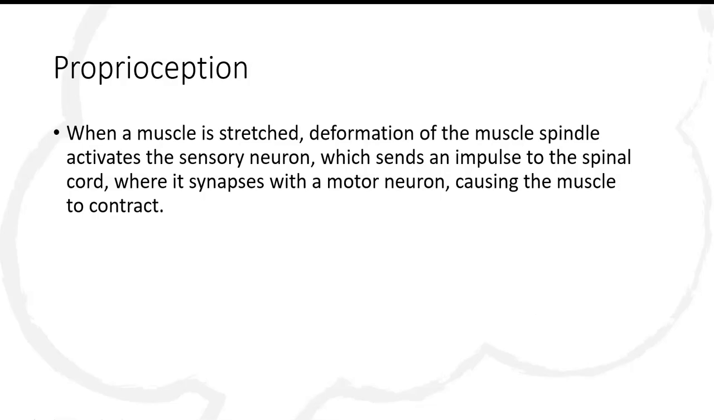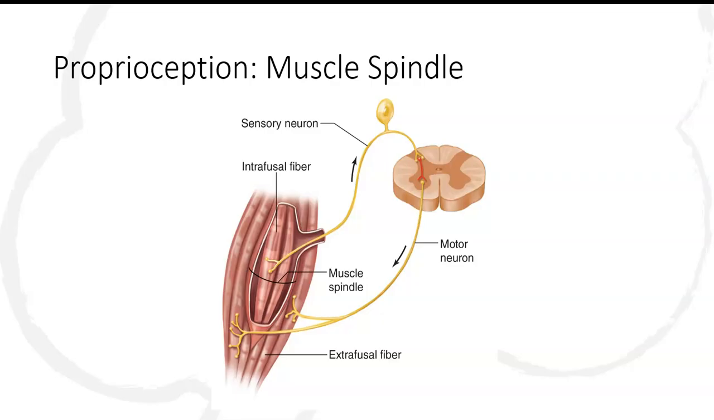So let's continue on with proprioception. When a muscle is stretched, deformation of that muscle spindle activates a sensory neuron, which then sends an impulse to the spinal cord where it synapses with the motor neuron, causing that muscle to contract. Okay, so let's see that happen.